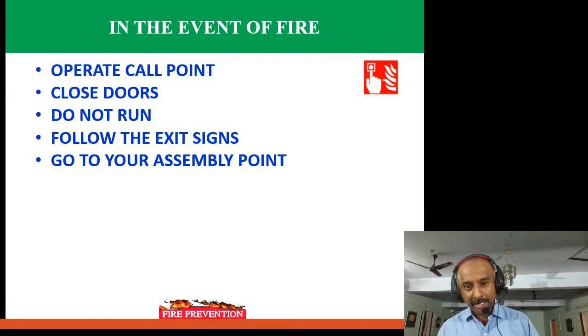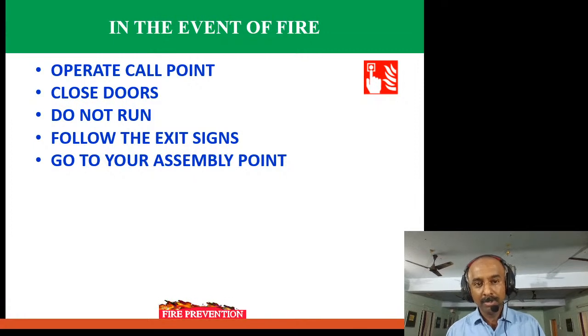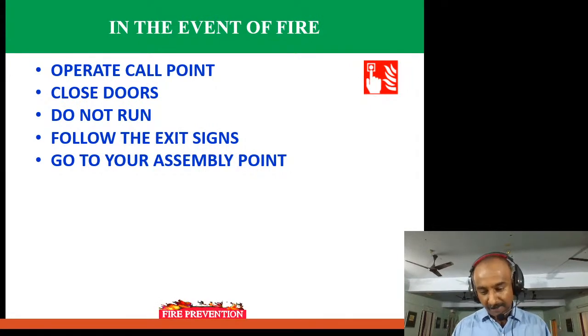So in the event of fire, what do you have to do? Operate the call point, the manual call point, and close the door if possible. If you close the door, it prevents the spreading of fire from one room to another room. Do not run. Follow the exit signs indicated in your building. Go to your assembly points. The assembly point and other things I explained during the evacuation session.